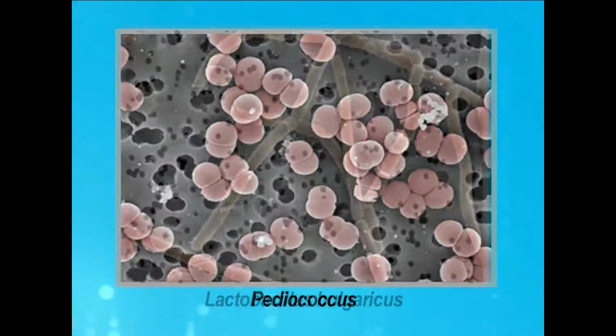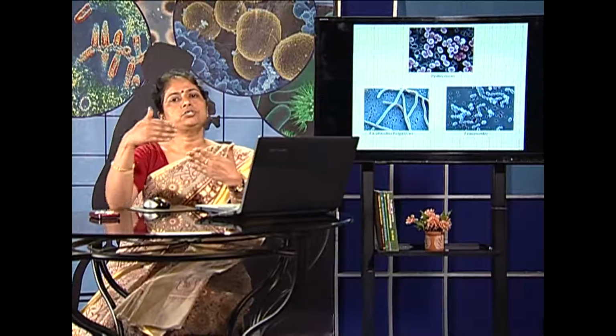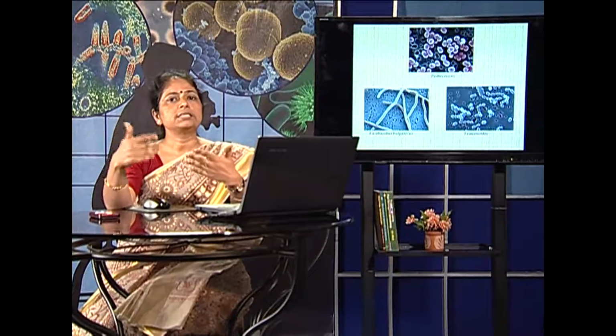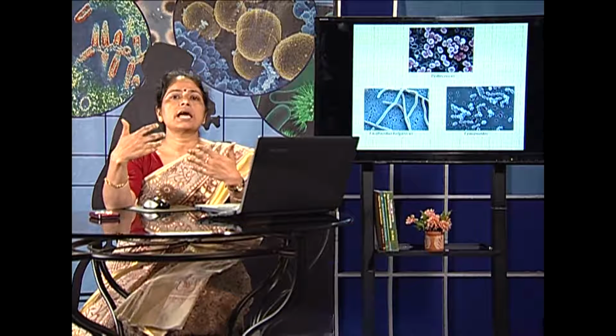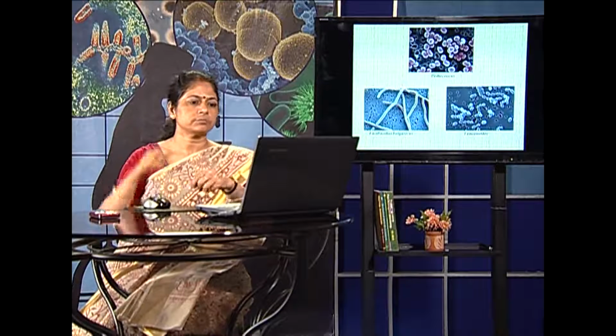However, in the case of Lactobacillus bulgaricus, they are rod-shaped. These rod-shaped bacteria are joined to one another, forming a chain-like structure. And this is a particular characteristic feature of Lactobacillus bulgaricus.